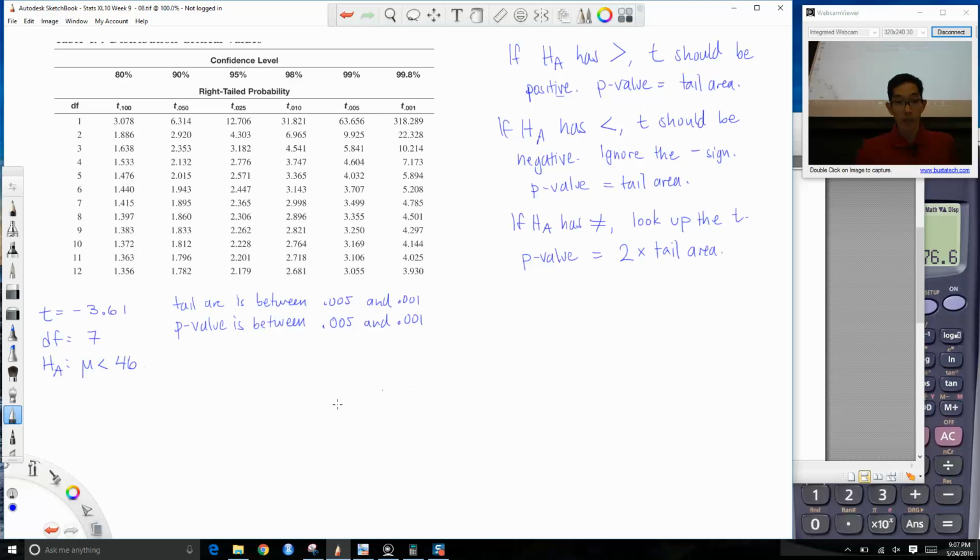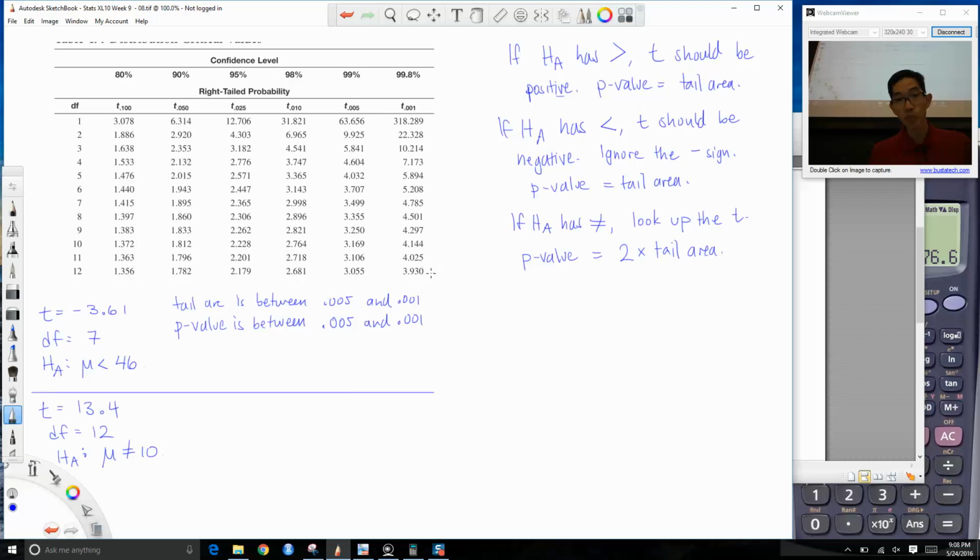All right, so let's complicate things just a tiny bit, because these scenarios happen. Let's say your t ends up equal to 13.4. You have degrees of freedom equal to 12, and your alternative is mu is not equal to 10. So we're looking at 12 degrees of freedom, t is 13.4. What do we do there?